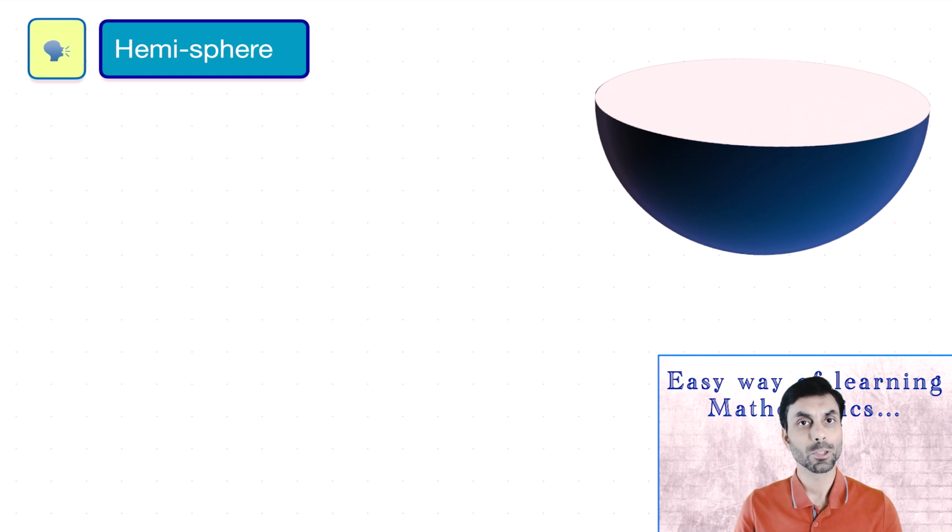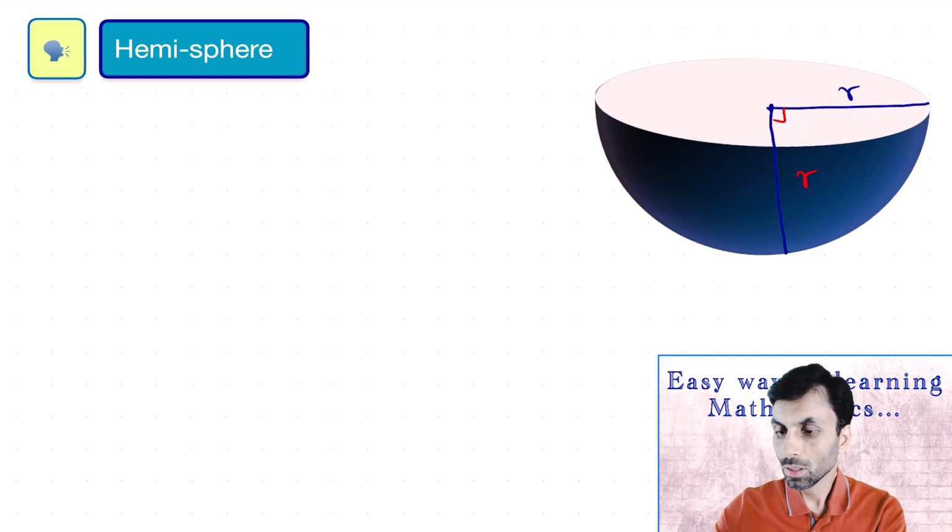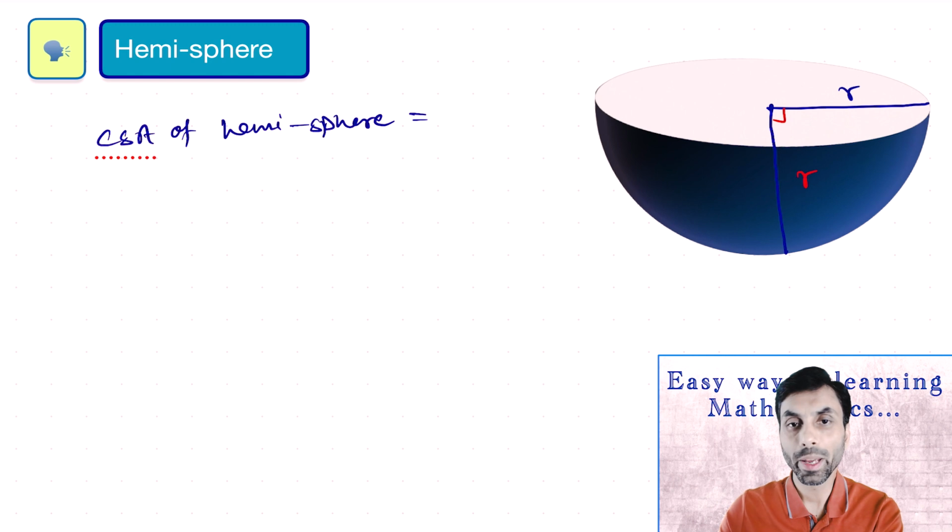Next, we'll talk about hemisphere. When you cut the sphere into 2 equal halves, each half forms a hemisphere. In this case, if we take the radius of it as r, the height of it also will be r only. Now let's talk about the curved surface area of it. So CSA of hemisphere will be equal to 2 pi r square.